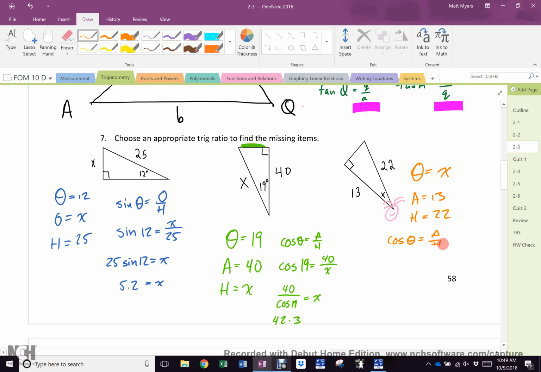Now, what's theta? Cos X. I don't know the angle. When I didn't know the angle and it was tan, what did I do? Shift tan. When I don't know the angle and it's cos, what do you think I do? Shift cos. Of what? 13 over 22. And what do I get for an angle? So 54, because we round angles to the nearest degree.